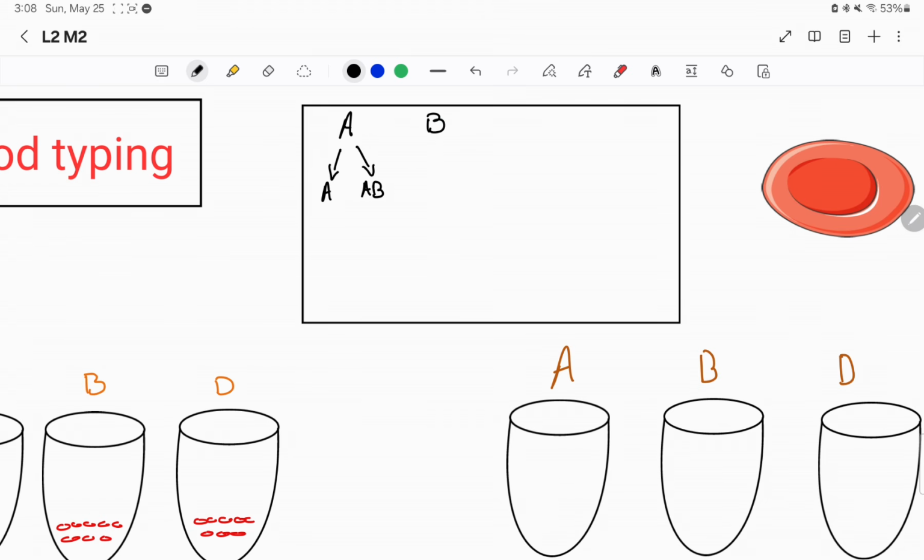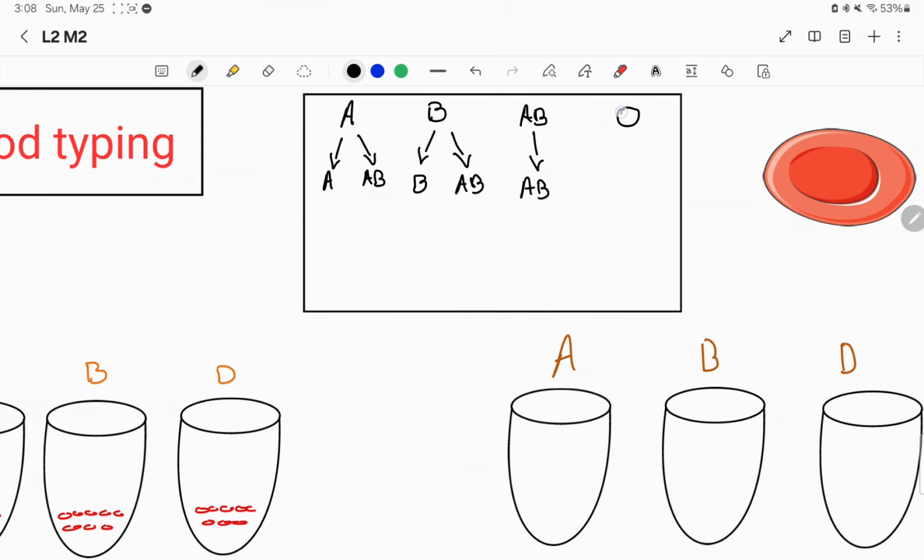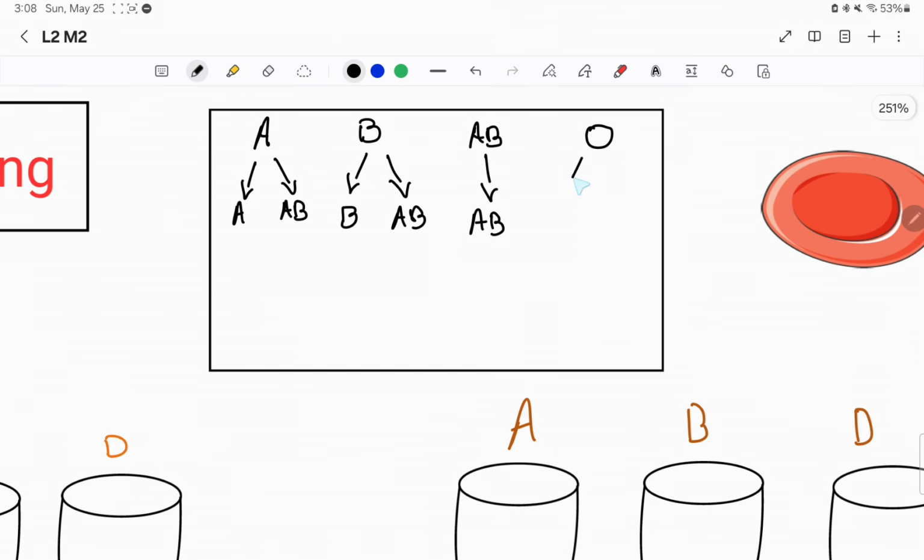So A can easily give to A and AB. What about blood type B? Who can they give to? They can give to blood type B and AB. Same exact response. Who can blood type AB give to? They can only give to AB. Only give to AB. And blood type O, you guys know as the universal donor, which can give to blood type A, blood type B, blood type AB, and blood type O. And the reason they can do this is because they have no antigens on their surface.